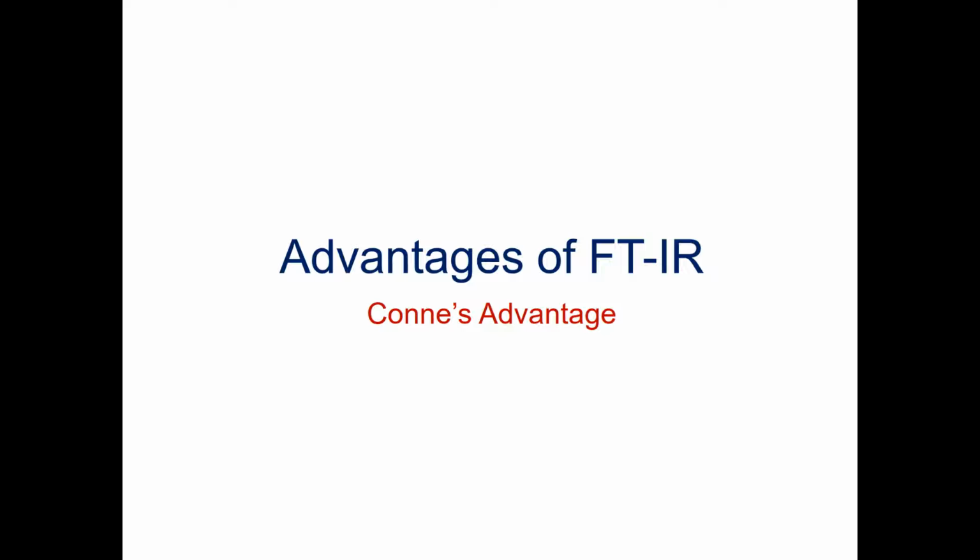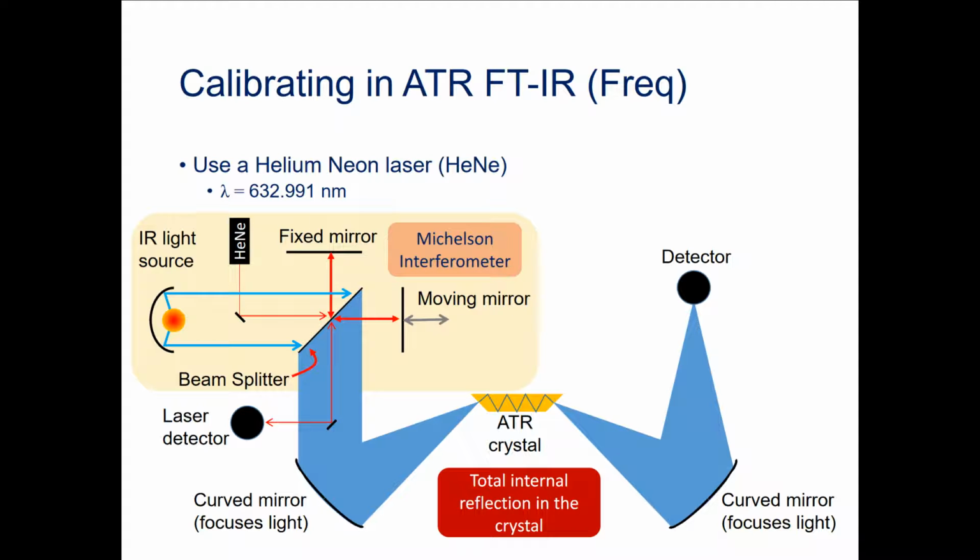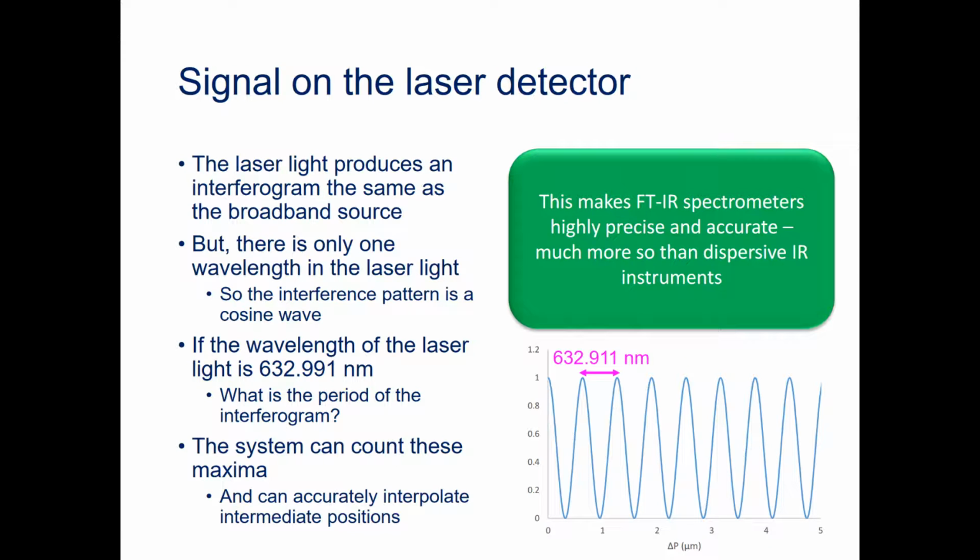resolution. Before using the ATR FTIR, it is possible to change the setup in order to calibrate it. We do this by adding a helium neon laser and a laser detector. The laser light produces an interferogram the same as the broadband source, but only produces one wavelength. So the interference pattern is a cosine wave, and the system can count the spacing between each peak. Each peak is very similar to each other, and so this suggests that FTIR spectrometers are highly precise and accurate.